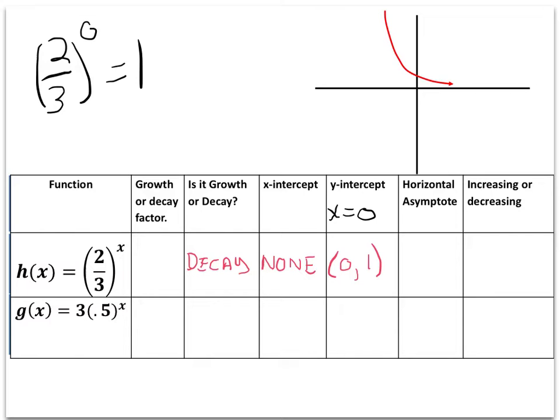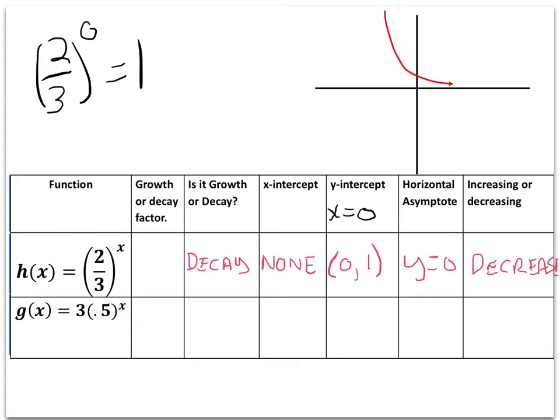The horizontal asymptote, that's what we're dealing with here, is a line that it gets ever so close to touching, but never quite touches. In this case, it is going to be where y equals 0. Gets close to it, but never quite touches. And this one is indeed decreasing. Again, I'm a little sloppy there, but that's okay.